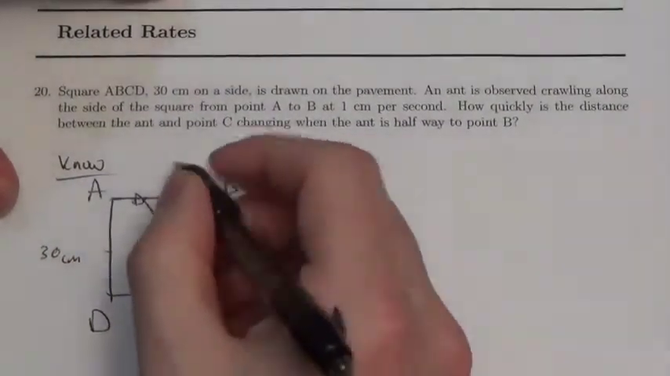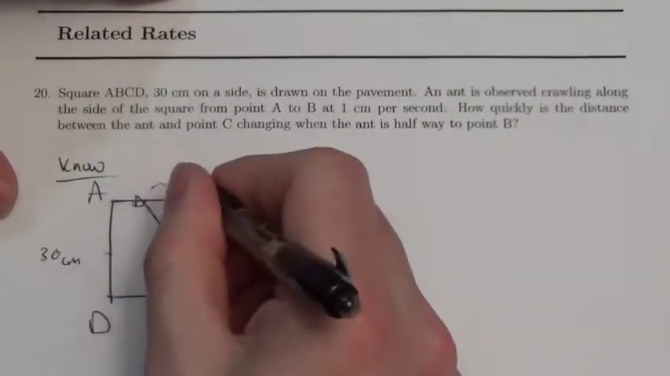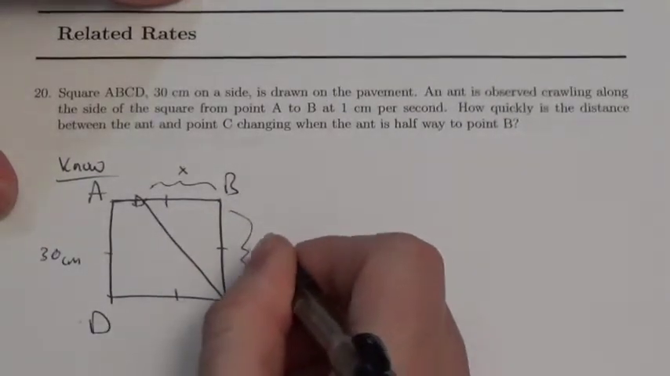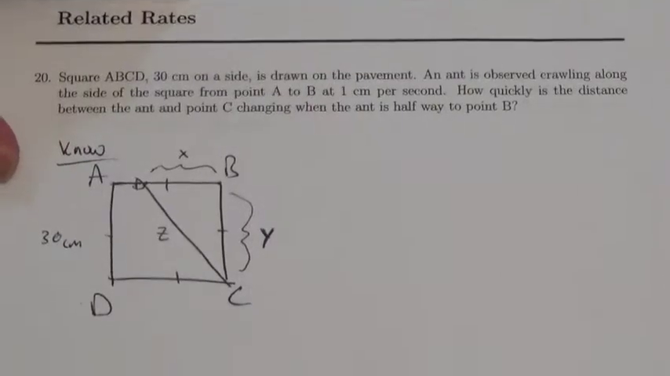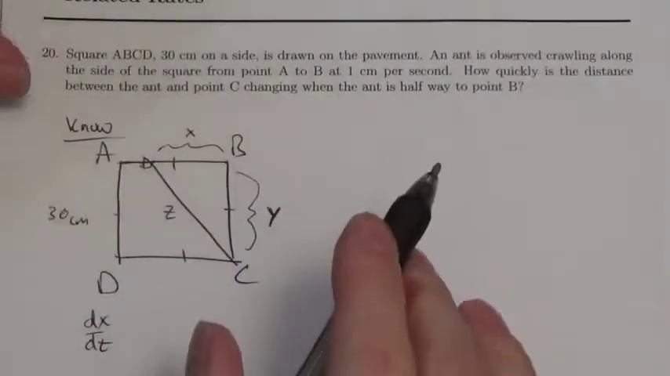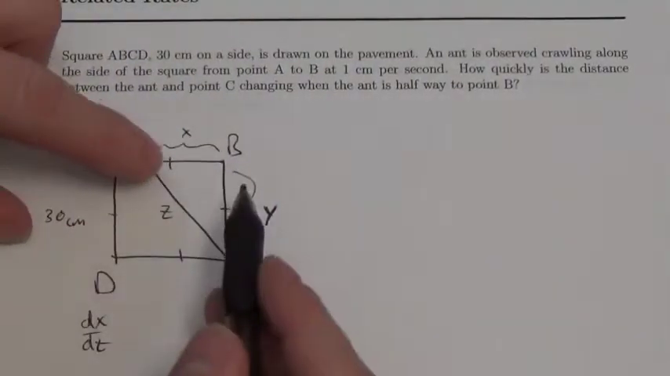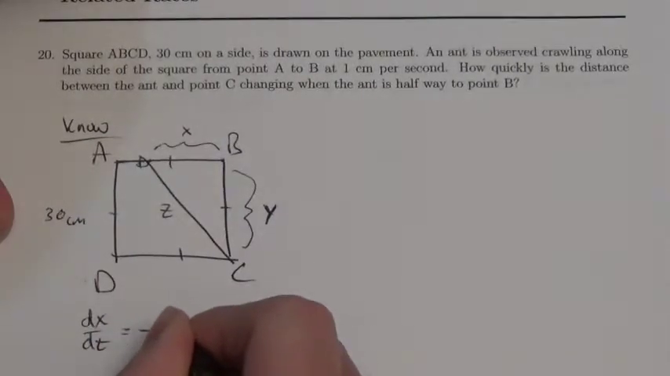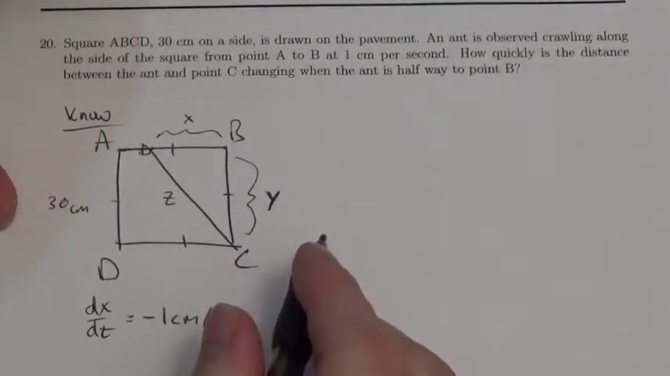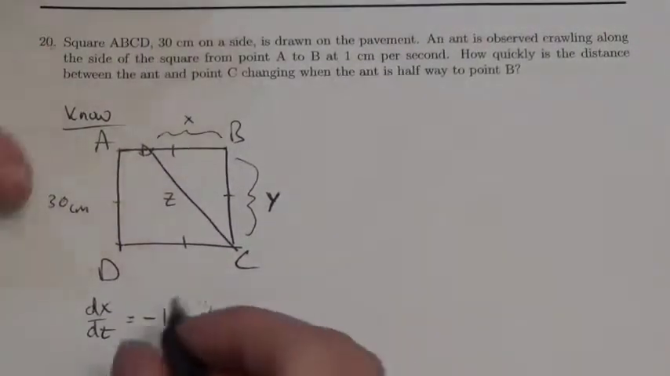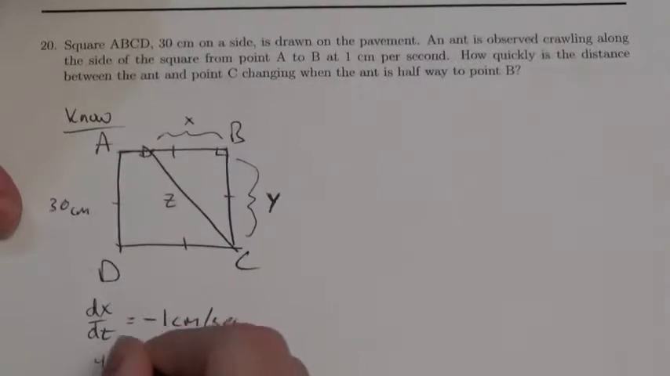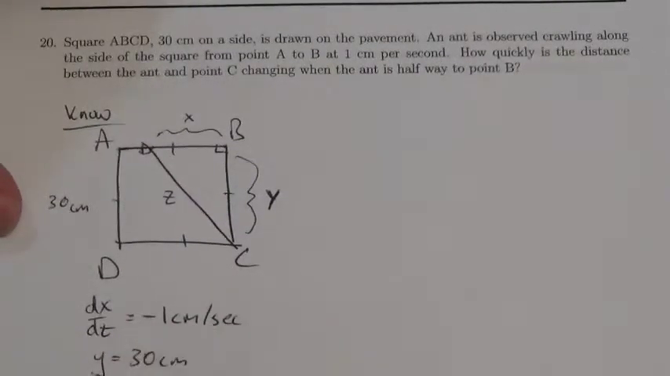Okay, so let's call this distance right here X. We'll call this Y, and as I've done a few times before, we'll call this Z. So we know that dx by dt, the ant is crawling at 1 centimeter per second, so this distance here is getting smaller at 1 centimeter per second, so negative 1 centimeter per second. We know that all of the sides here are 30 centimeters in length. Notice that in this triangle that we've drawn here, y isn't going to change. So y is actually going to stay 30 centimeters. That's going to be a constant in this question.